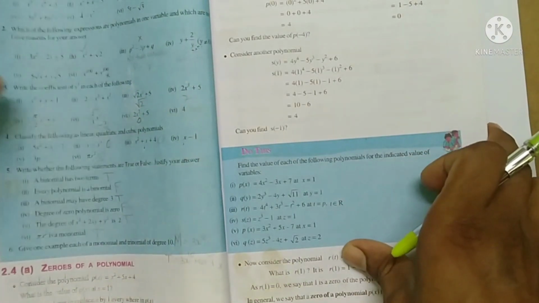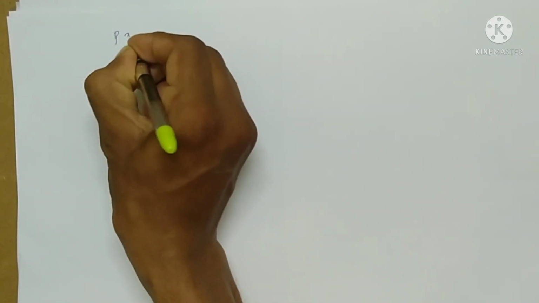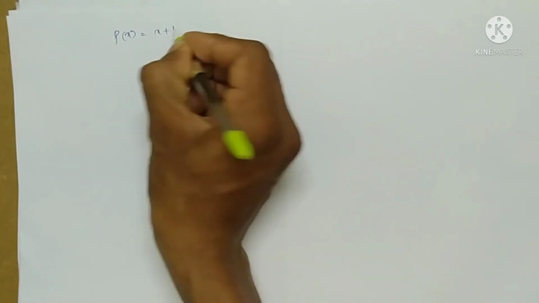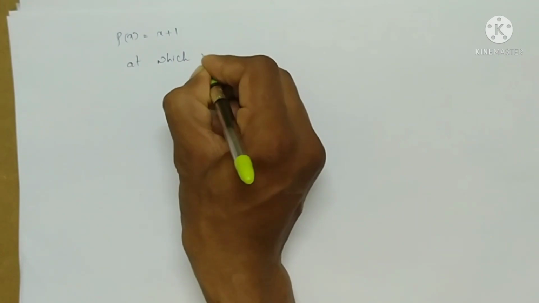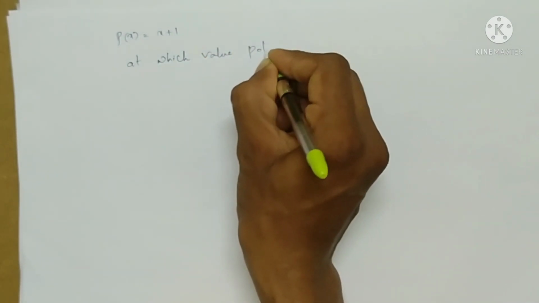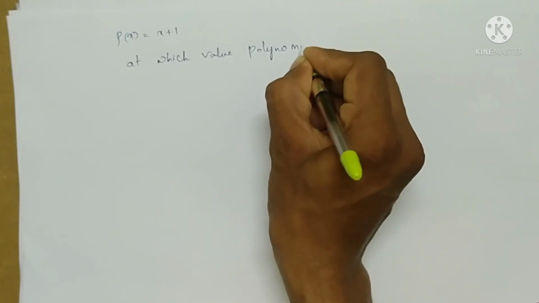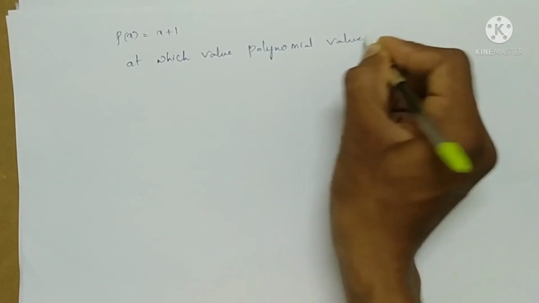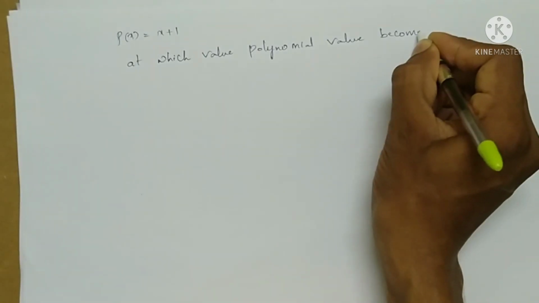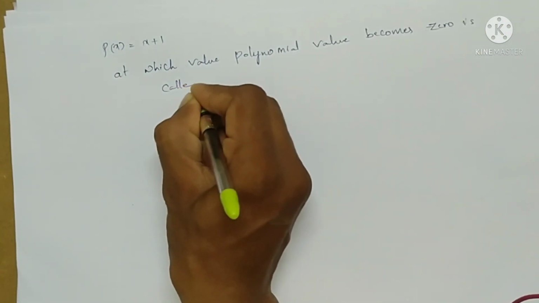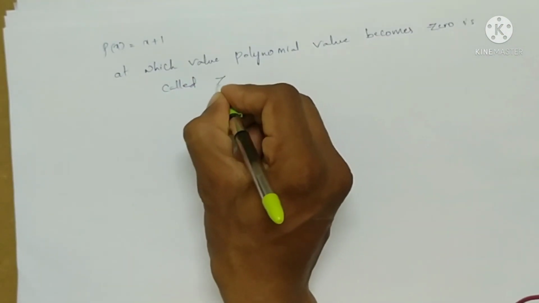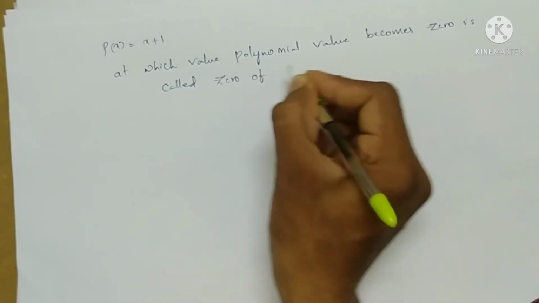Let us take one example. p of x is equal to x plus 1. At which value does the polynomial's value become 0? That is called the zero of the polynomial.